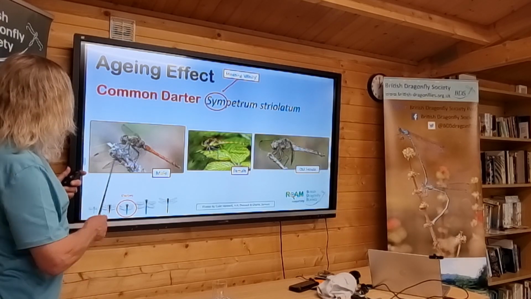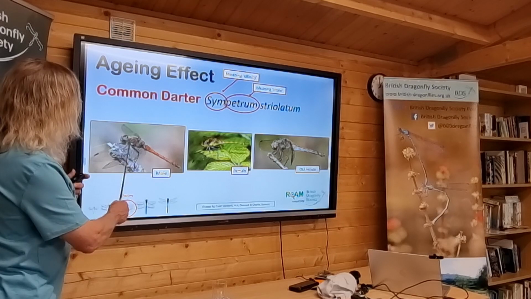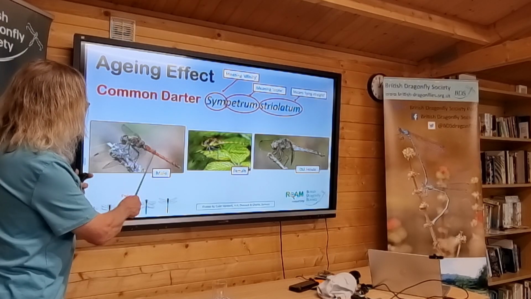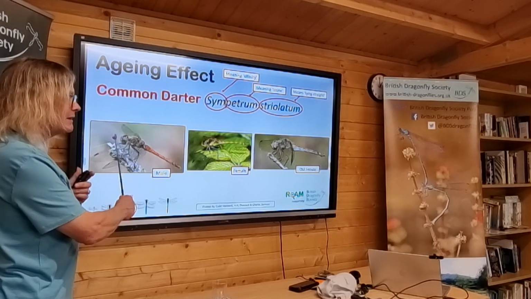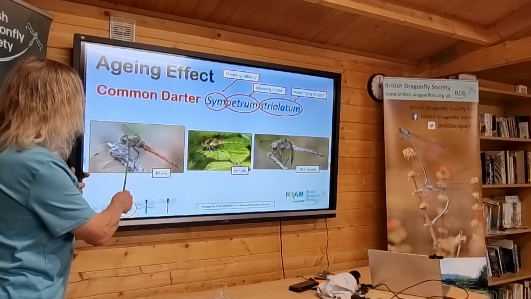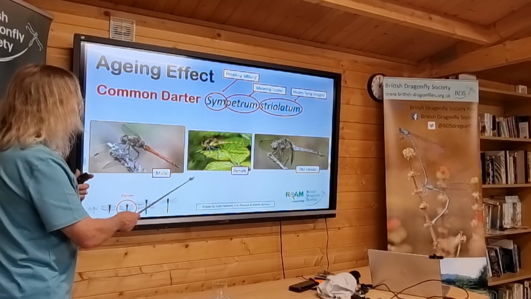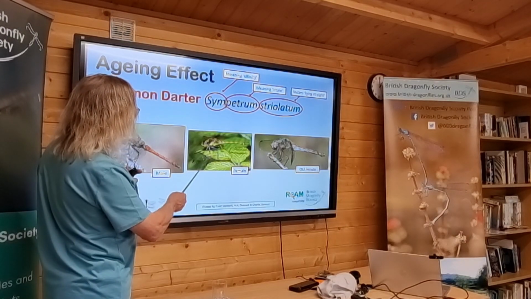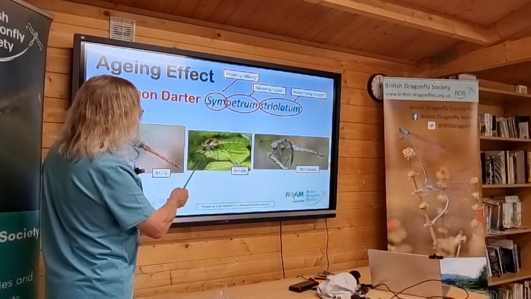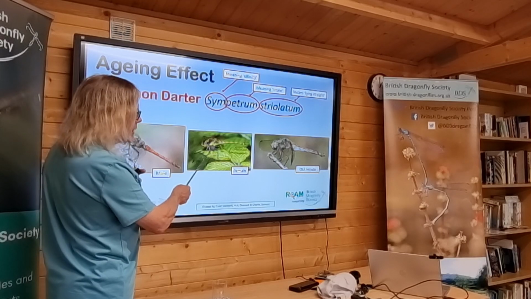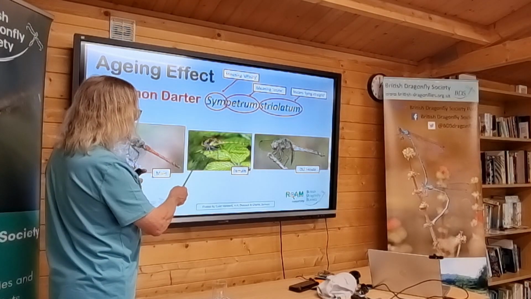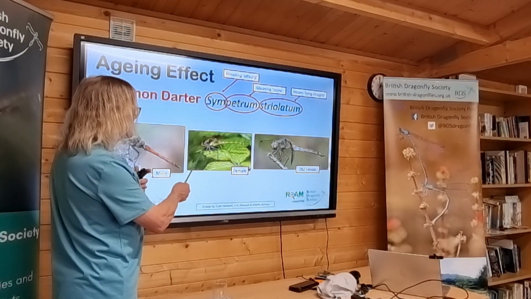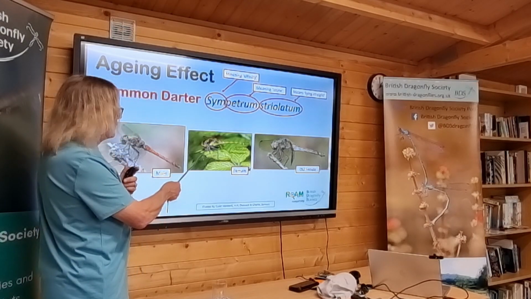So we saw that earlier, the common darter with its slightly orangey abdomen here, orangey red. It's not as red as the ruddy darter. Remember it's got the black legs with the yellow stripes. Same with the female. Black legs with the yellow stripes. And you know that's not a red veined darter because the eyes aren't blue under here. If it's a red veined female, the eyes are going to be blue. I mentioned that. So they're not blue.